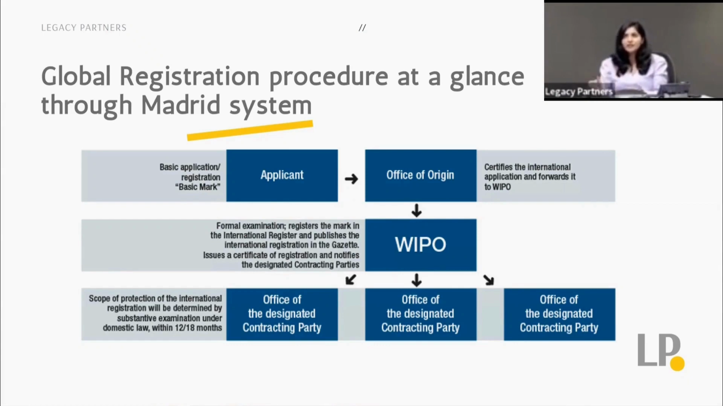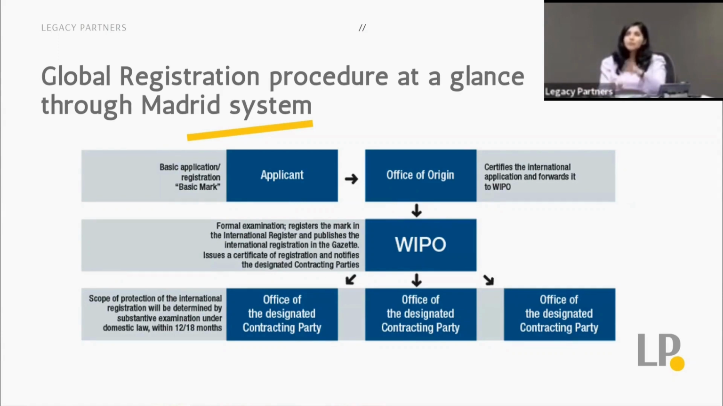After that, the examination part will happen as per the rules and regulations of each individual country. In each individual country, in case there are, let's say, objections or oppositions, or the mark is not in conformity with the rules and regulations of that country's trademark system, the country will issue objections. In international registrations, this is called a provisional refusal, whether it is an objection or a third party opposition. This will be notified to WIPO directly by the contracting office, the country that you have selected.